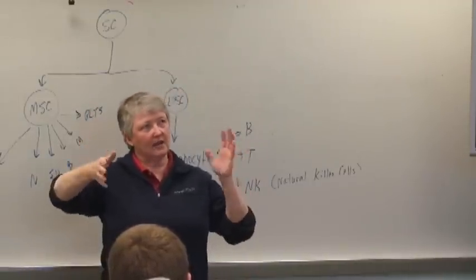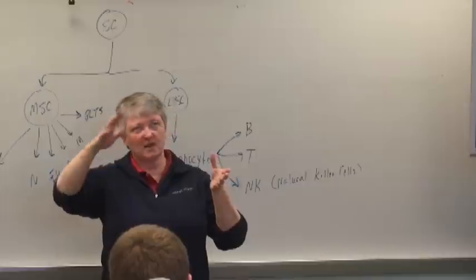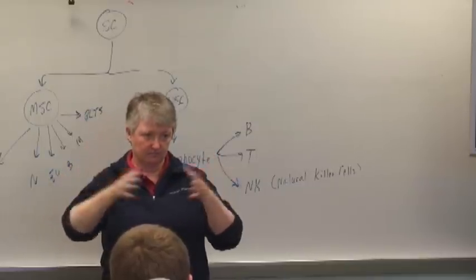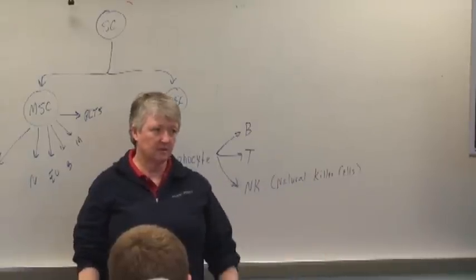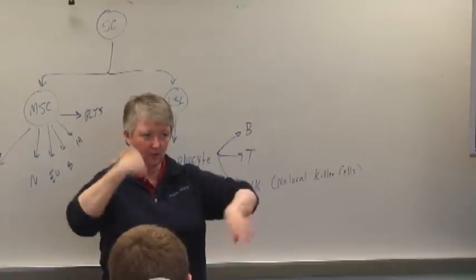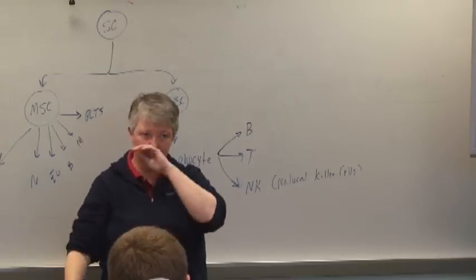So normal retic count is somewhere between about 0.5% and 1.5%. If it gets lower than that, there's a problem. Your bone marrow is not able to make red cells for some reason.